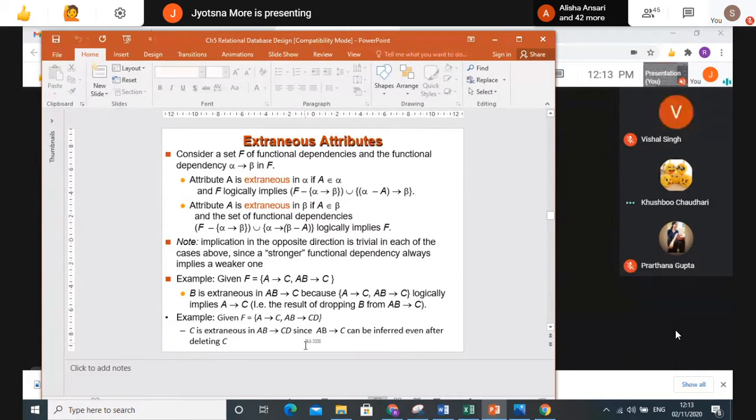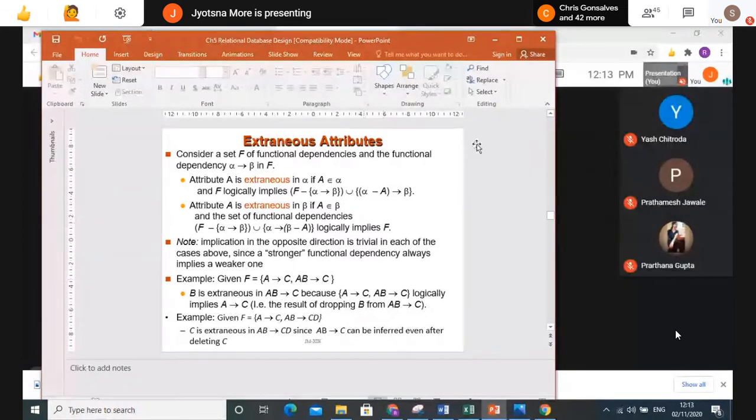Similarly, in this example, A determines C, AB determines CD. In this case, I'm saying C is an extraneous attribute. One example is taken for the left side, one example for the right side. So on the right side, C is extraneous. Why? Because A is already determining C, which is present. So whether I get A determines C or AB determines C, I am getting C determined by A over here. So I'm saying C is extraneous over here.